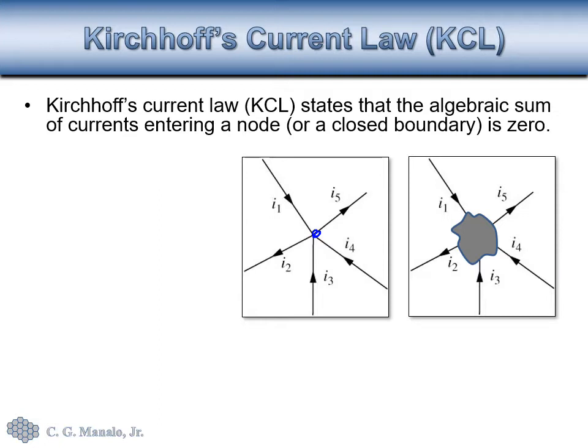According to Kirchhoff's law, if we assume that the current entering the node is positive and the current leaving the node is negative, then the sum of all the currents that are entering minus the currents that are leaving the node is equal to 0.